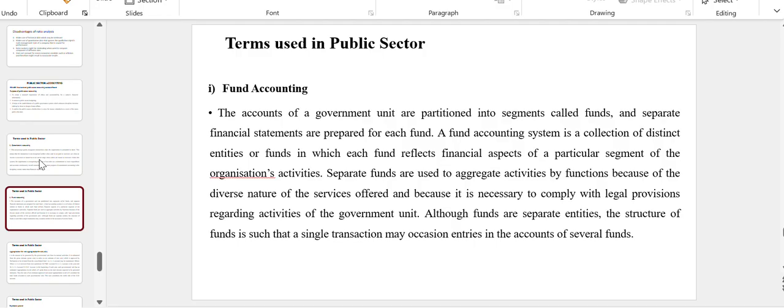So, for you to get money out of any of these funds, you need to have an authority from the members of parliament. We call this the Appropriation Act. You also need to get permission from the controller of budget. But we are not interested in all those. What we are interested in here, under the terms used in the public sector, is that the accounts of government units that are partitioned into segments, these segments are what we are calling funds.